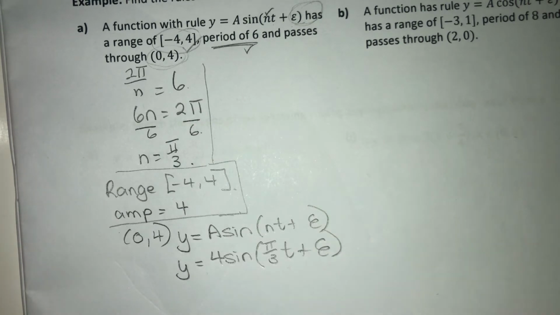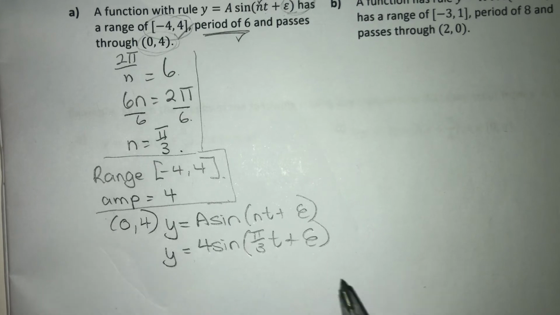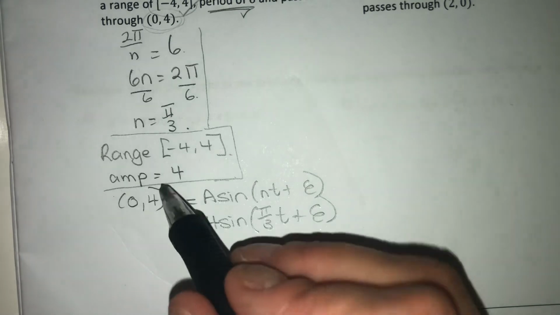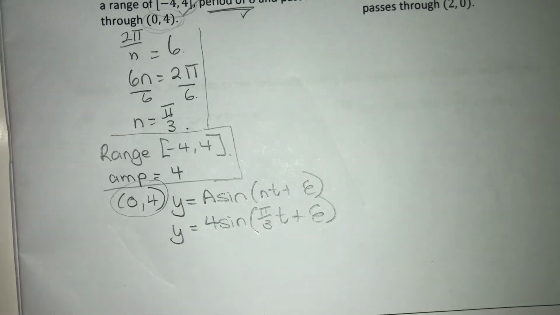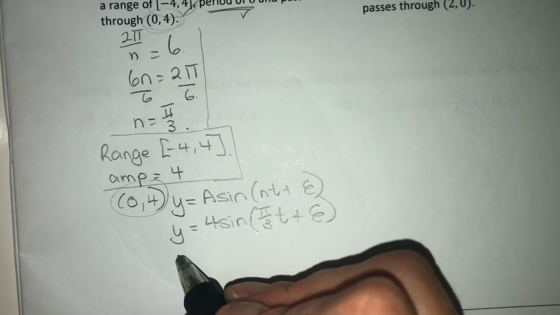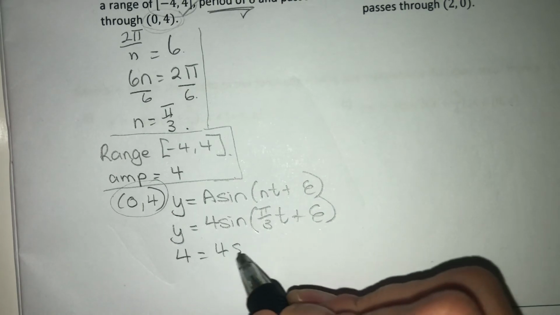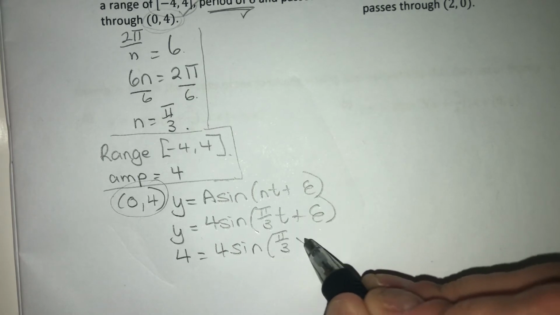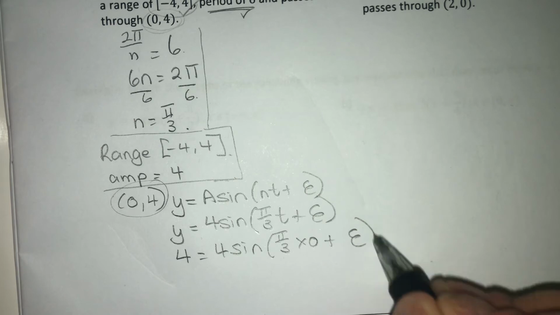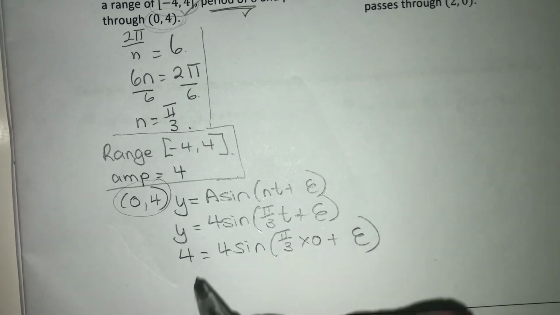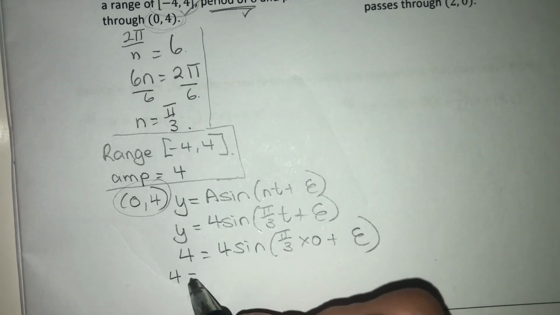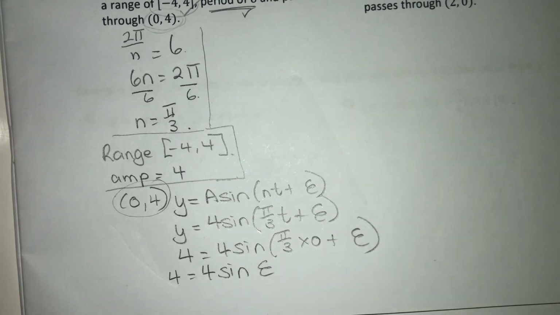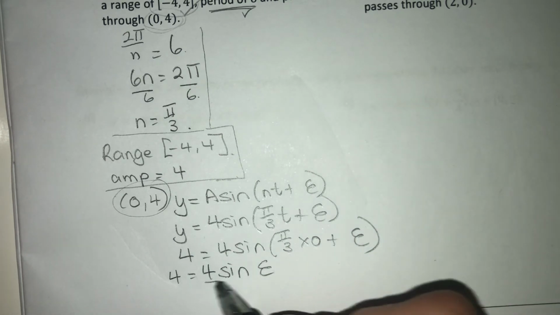Now, obviously what we need to find is one more thing. Okay, so let's see what it is. We need to find that angle. And the other piece of information we haven't used is 0, 4. So let's just plug it in. So we're going to go 4 is equal to 4 sine, copying out. Now this time it's going to be pi on 3 times 0 plus the angle. All right, so then we have 4 is equal to 4 sine. This will be 0, so it's just 4 sine of the angle. And now we're going to divide by 4.